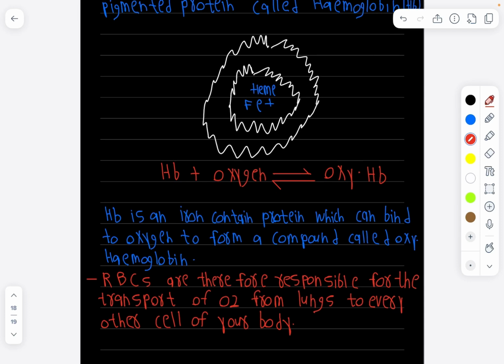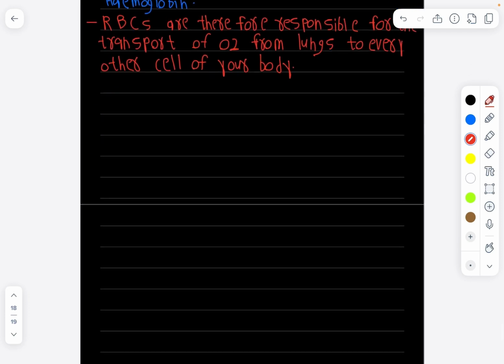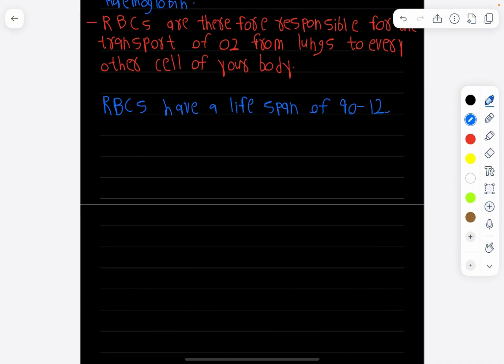Alright, so now we are going to talk about a few details about the RBCs. So we are going to talk about the life of the RBCs. RBCs have a lifespan of about 90 to 120 days. So after 90 to 120 days, they are destroyed by the body and then new RBCs are made.